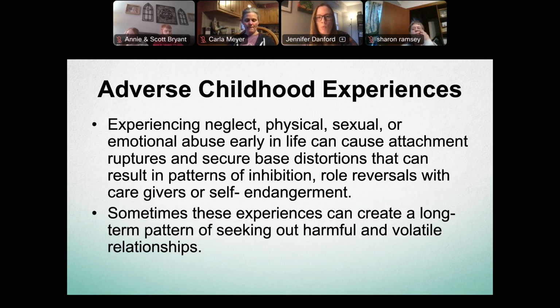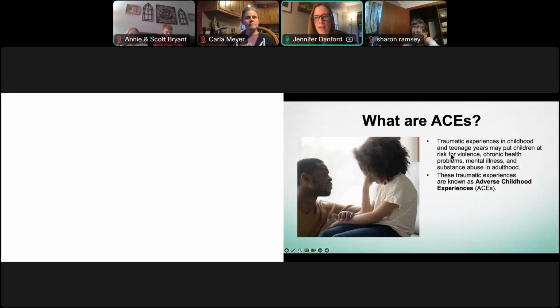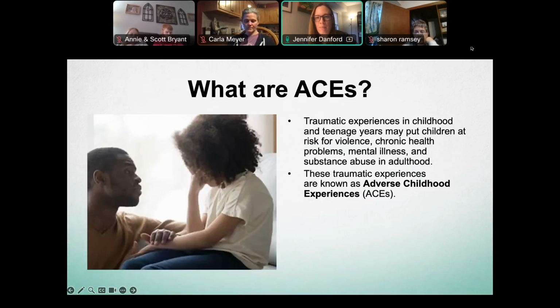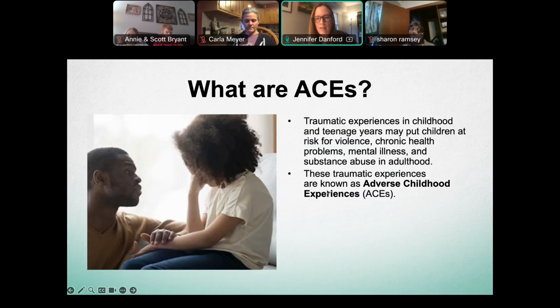We can figure out what kind of physical, sexual, emotional abuse happened early in life that can cause attachment ruptures and secure-base distortions. And then these experiences can create a long-term pattern of seeking out harmful and volatile relationships. So we can see that kind of reenactment of trauma. So ACEs, like I said, are traumatic experiences, and the outcomes that go along with these are pretty negative.